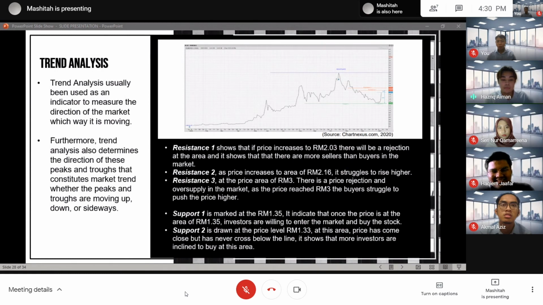And moving on to the support, the first support, number 1, is marked at 1 ringgit and 35 cent, which indicates that once the price is at the area of 1 ringgit and 35 cent, investors are willing to enter the market and buy the stock. And then support number 2 is drawn at the price level of 1 ringgit and 33 cent, where the price has come close but has never crossed below the line, and it shows that more investors are inclined to buy at this area.